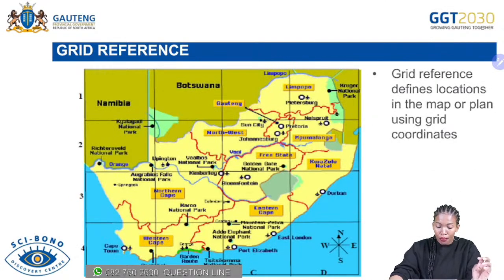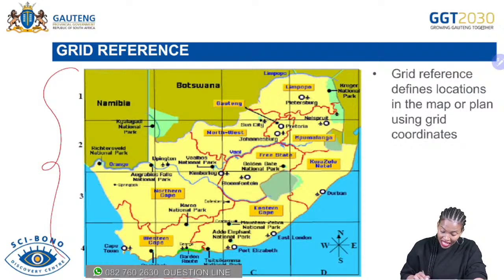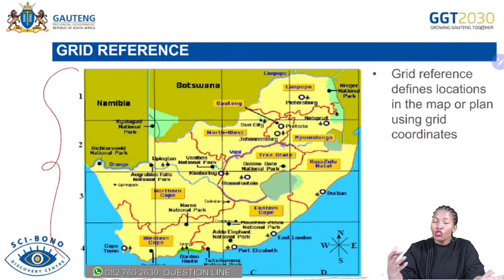Now I have an example here of a grid reference. This is a grid reference because it's got the numbers this side and then it's got the letters this side. So here for this one, guys, before we even go to the questions, I want us to apply what we have learned so far as the compass direction is concerned. An example that I want to make here: give the general direction of the Northern Cape from Free State. The key word here is from.